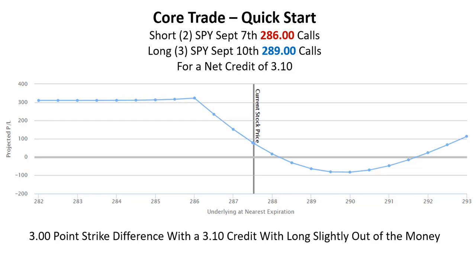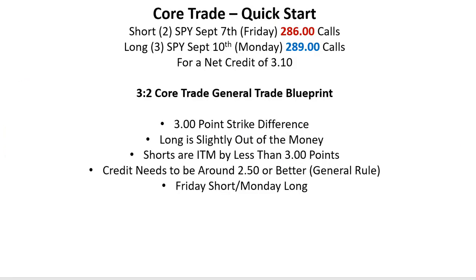While you're learning the approach, you absolutely can move away. You can do a 1-point strike difference, a 2-point strike difference, a 3.5 strike difference, et cetera, but not until you understand the principles behind this and you experience some of this working. Keep it simple, keep it at 3 points. And then with this particular example, it is a 310 credit where the long is slightly out of the money. And this is a solid blueprint for how you can put these trades on in the future.